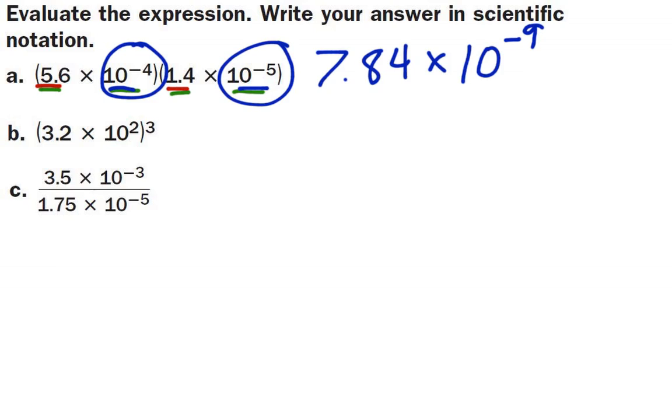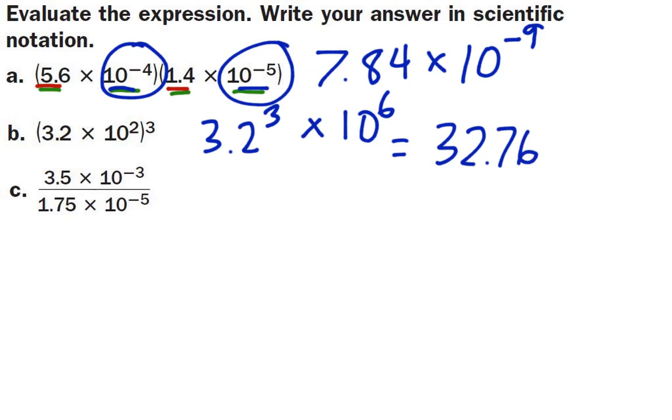Okay, example B here is 3.2 times 10 squared, all cubed. So I'm going to use that one property that says I'm going to multiply the exponent of everything inside the parentheses times that 3. So now I've got 3.2 cubed times 10 squared cubed becomes to the 6th. So 3.2 cubed in my calculator is 32.768, and then times 10 to the 6th.